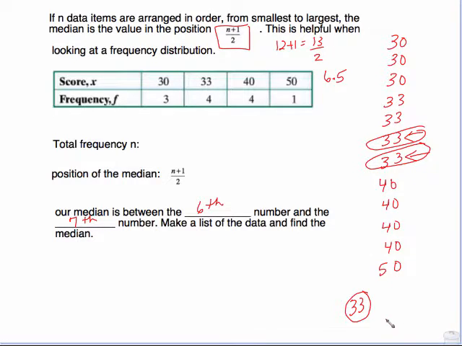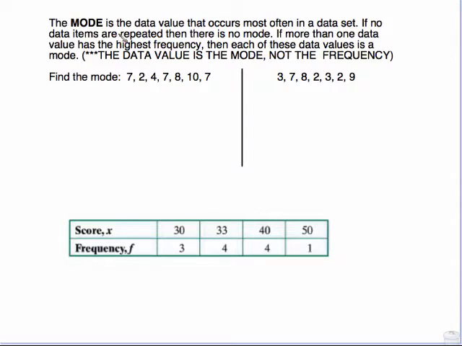Well, of course, 33. The mode is the data value that occurs the most often. Think about it: mode sounds a lot like most. So if no data items are repeated, then there is no mode. If more than one data value has the highest frequency, then each of these data values is the mode. And the data value is the mode, not the frequency.